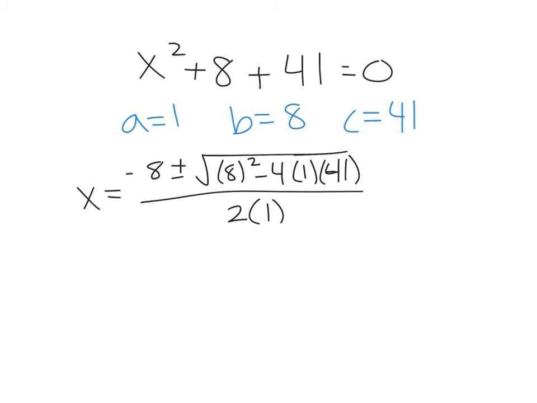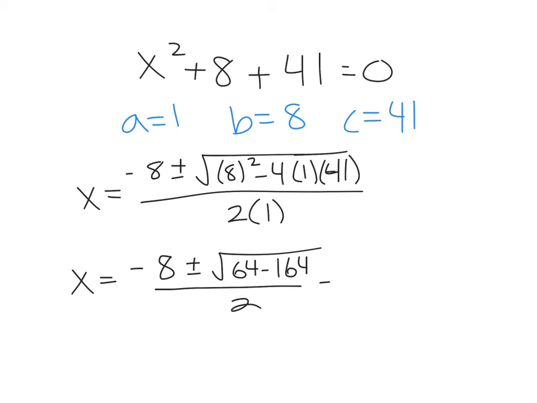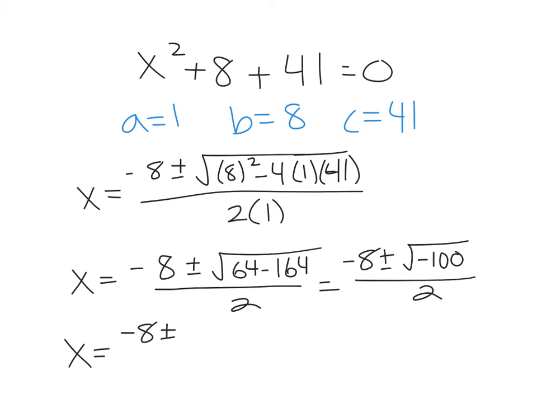Now we're going to simplify. This gives me x equal to negative 8 plus or minus the square root of 64 minus 164, because 4 times 1 times 41 is 164, and this is all divided by 2. We subtract all that, and that's negative 8 plus or minus the square root of negative 100. We know how to deal with negatives. We take the negative out as i, and so we're left with x equal to negative 8 plus or minus i square root of 100, divided by 2.